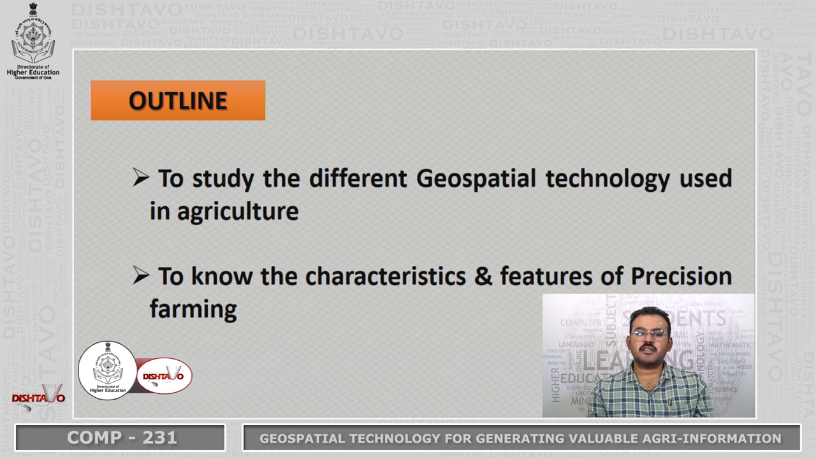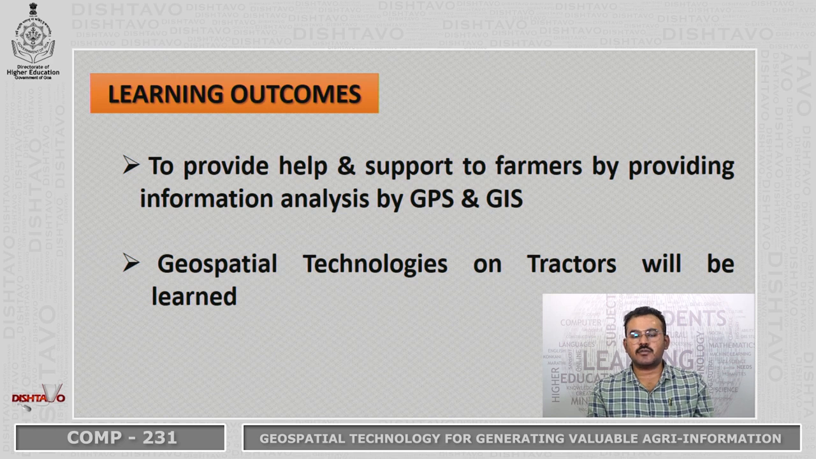Outline of the presentation is to study the different geospatial technologies used in agriculture and to know the characteristics and features of precision farming in detail. Learning outcomes will be to provide help and support to the farmers by providing information analysis by global positioning system and geographic information systems. And geospatial technology on tractors will be learned.